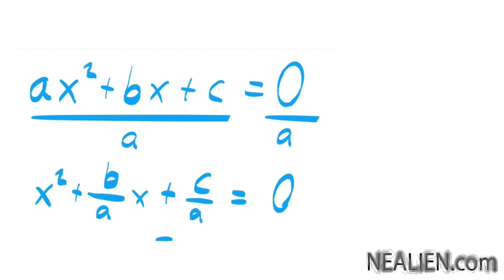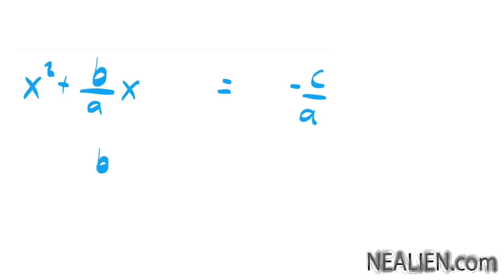The next step, we're going to move towards completing the square. So we're going to subtract c over a from both sides. Now we've got x squared plus b over a x equals minus c over a. And I left a little bit of space to complete the square.